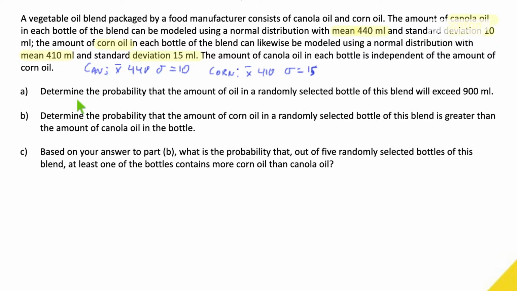So here are the questions that come, and typically with the short questions, you will have 2 parts, 3 parts. Here it says determine the probability that the amount of oil in a randomly selected bottle will exceed 900 milliliters. Then the probability that the amount of corn oil is greater than canola oil, and then the probability that, if there are 5 randomly selected bottles, at least one contains more corn oil than canola oil.